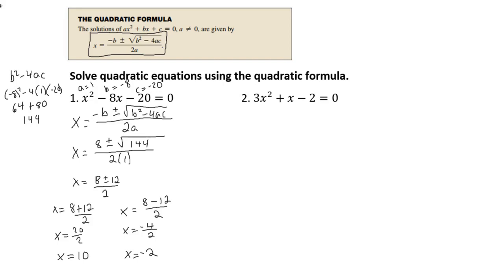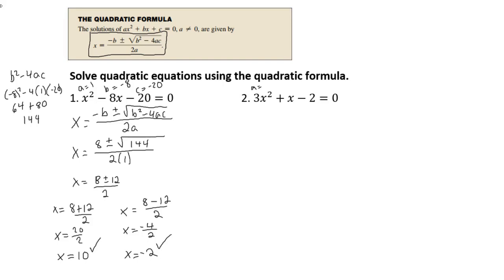And these are solutions, so you can plug them in and do 10 squared, which is 100. 8 times 10 is 80. 100 minus 80 minus 20 gives you 0. Plug in negative 2, you get 4 plus 16, which is 20. 20 minus 20 gives you 0. So they are solutions, so you can always check by plugging in.